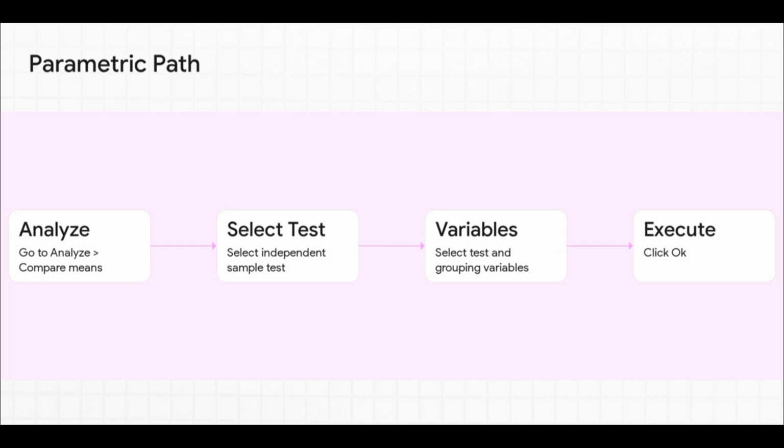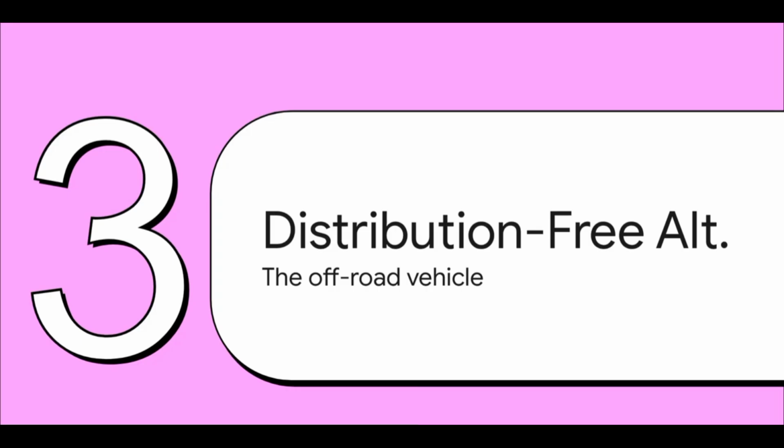So how do we actually tell SPSS to do this? It's a really quick 4-step sprint. Step 1, you just head up to the Analyze menu and find Compare Means. Step 2, from that drop-down, select Independent Sample Test. Step 3, when the dialog box pops up, select your test variable and pop in your grouping variable. And Step 4, just click OK. Just like that, you've successfully navigated the standard parametric path. Easy, right? But what if things get messy?